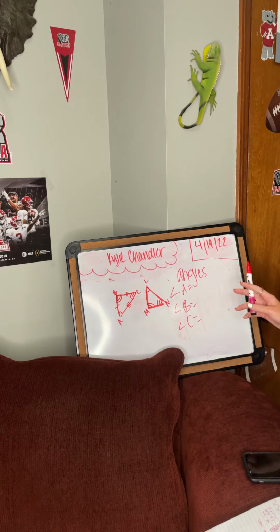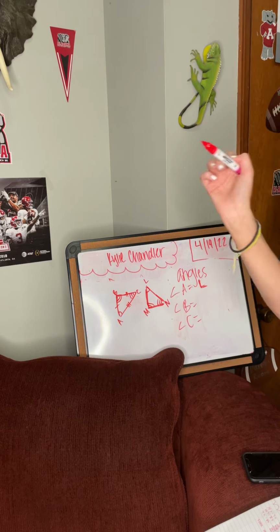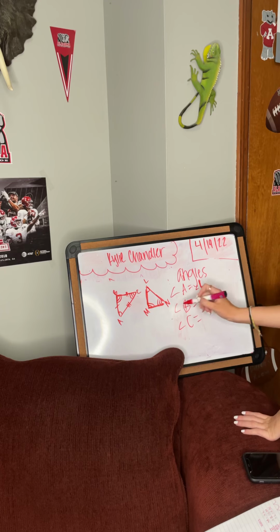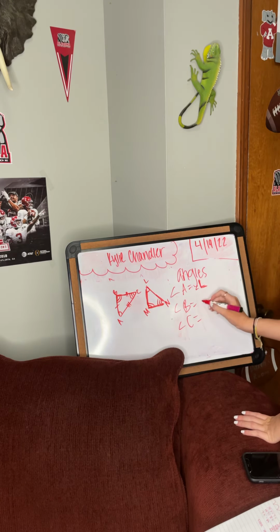Angle A is going to be similar to the sides. It's going to be the same pretty much. We're just going to put this instead of the arrows. And we're going to put angle L. And then angle B, angle M.